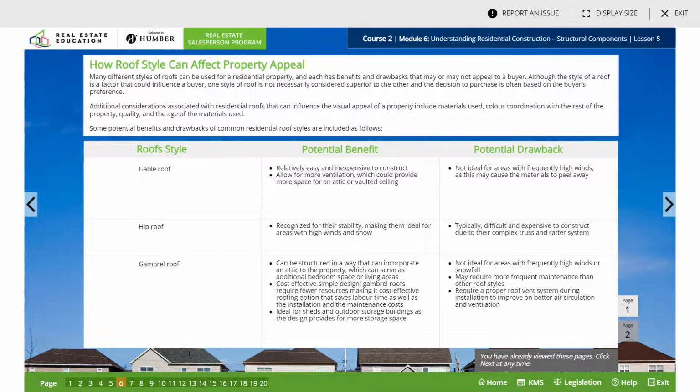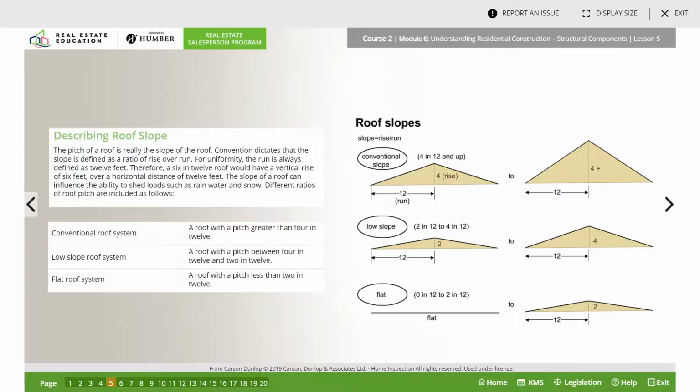Let's go back and see what this is. Describing a roof slope: the pitch of a roof is really the slope of a roof. Convention dictates that the slope is defined as a ratio of rise over run. Oh my god, a lot of math. This reminds me of rise over run. Yeah, let's skip this.